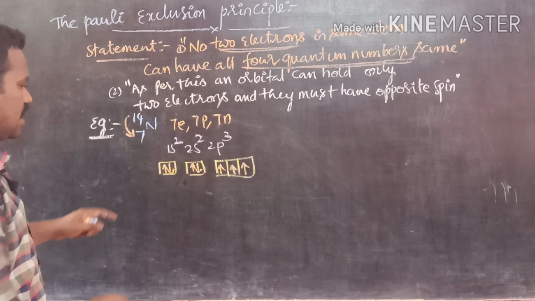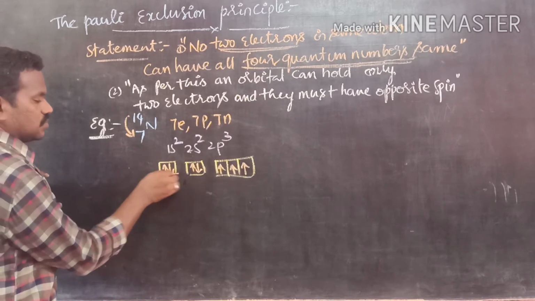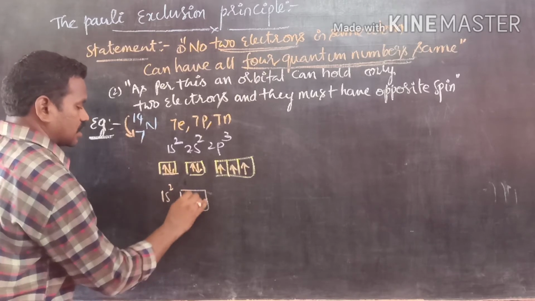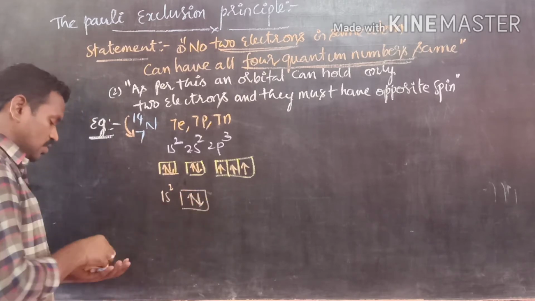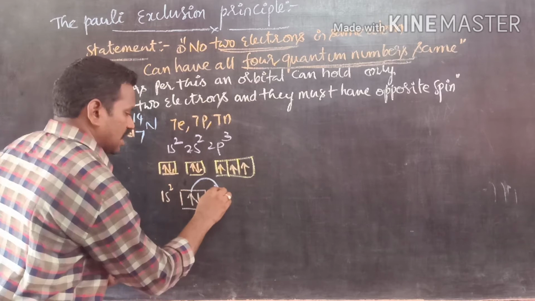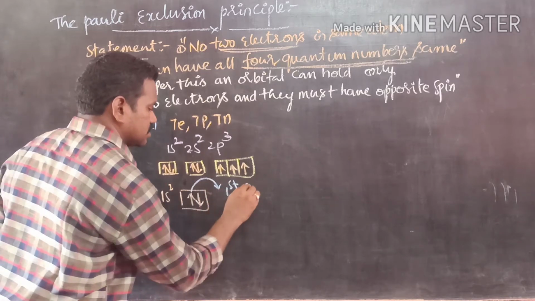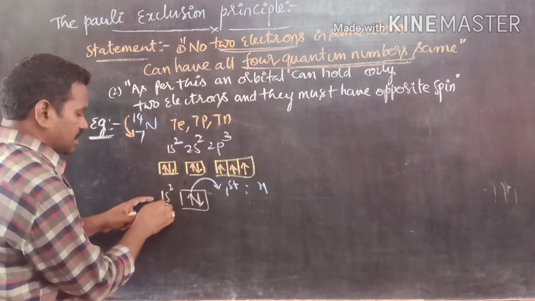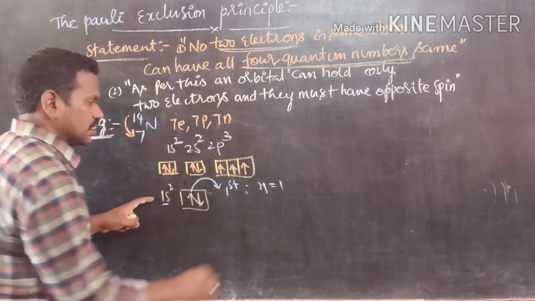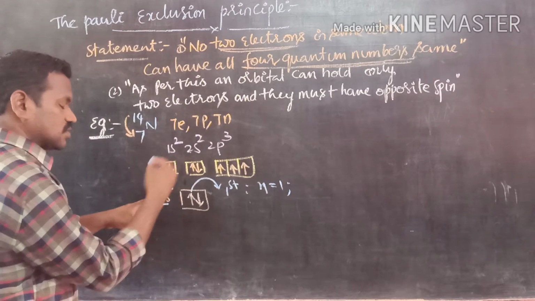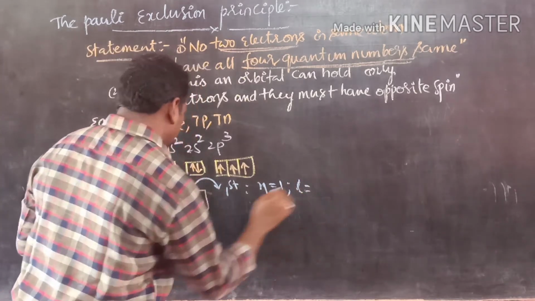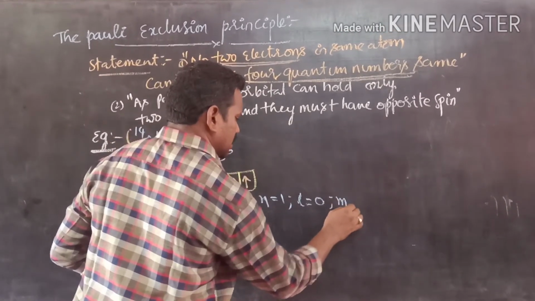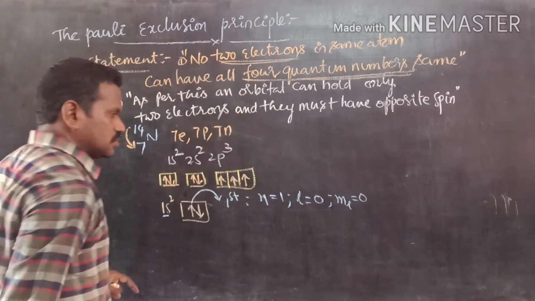Let us consider the quantum numbers for the 2 electrons of 1s. In the case of 1s2, 2 electrons are present. Now for the first electron, I am going to write the quantum numbers. For the first electron, the quantum number n is equal to 1. The next quantum number is l. For s, l is equal to 0. If l is equal to 0, ml is also 0.